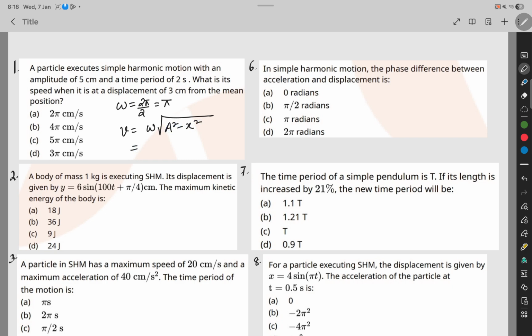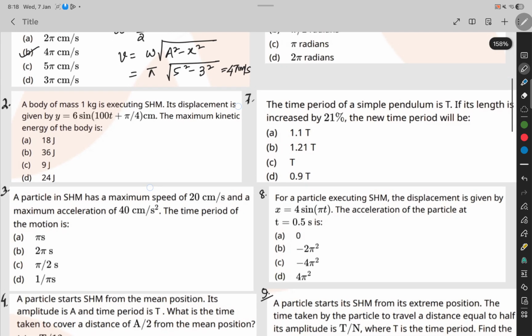So that will be pi root over 5 square minus 3 square, so 5 fives are 25 minus 9, 16, so 4 pi. So your answer will be 4 pi meter per second obviously. This is an easy one. Option B is the correct answer.